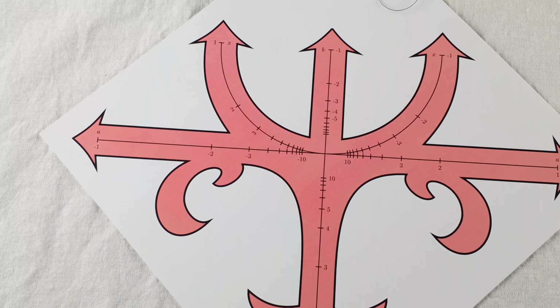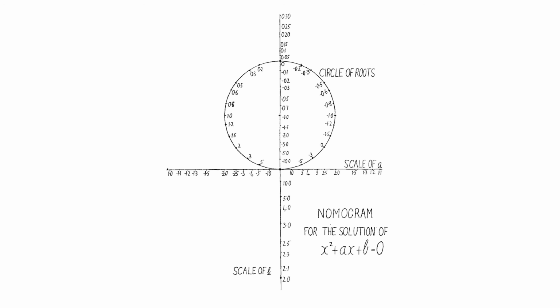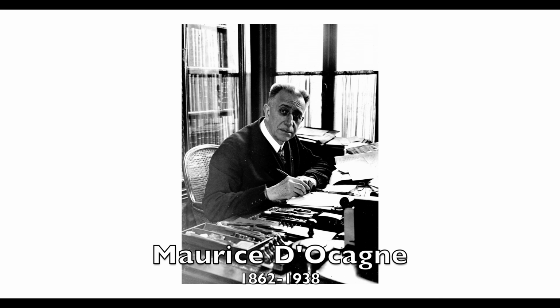My version has markings for all the whole numbers 1 through 10, positive and negative. Whittaker's original one has markings for some decimal values too, which makes the curved part at the top into a complete circle. Whittaker described his nomogram as an improvement to an earlier design by D'Ocagne, who's like the great OG of nomography.